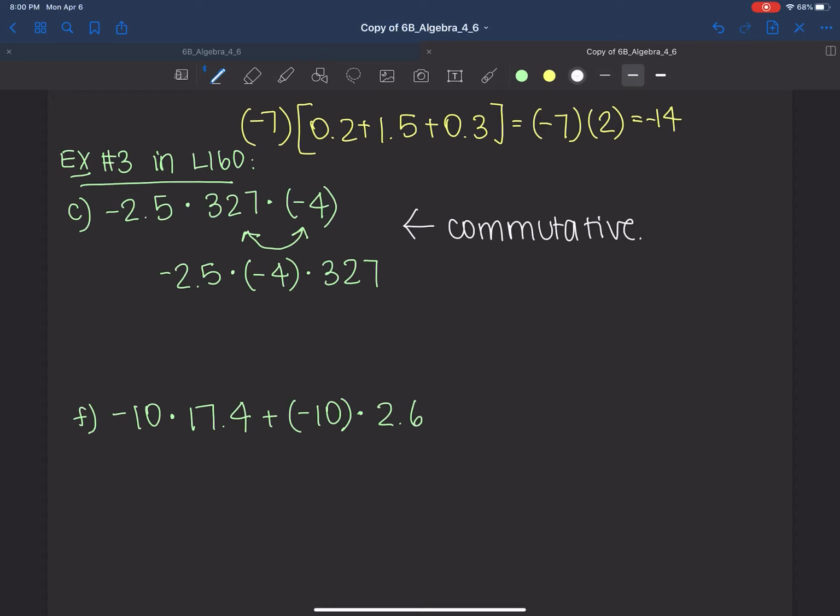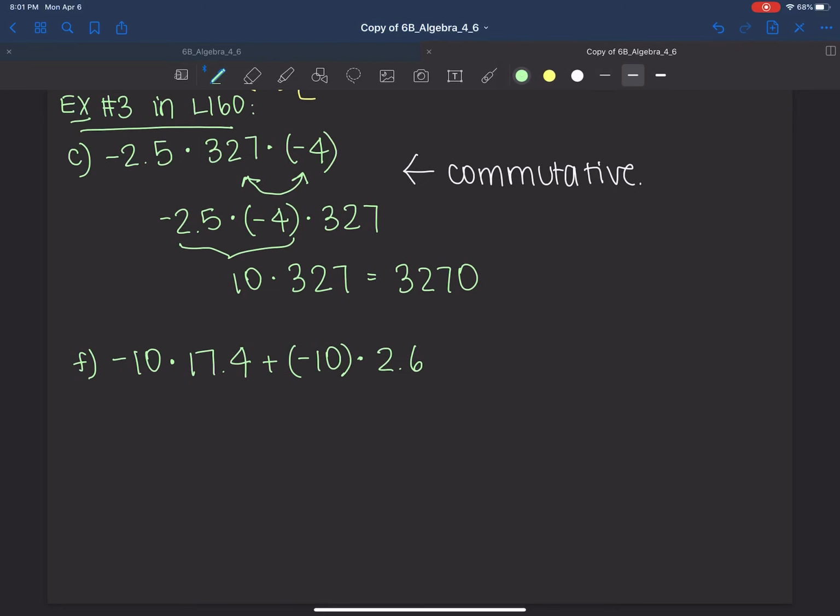So here I use the commutative property. And now that I've commuted these 2, I don't even need to use the associative property if we're going left to right. I can just multiply these 2 first. We have 2 negative numbers. The outcome will be positive. These 2 together make positive 10. Times 327. Now we're going to get 3,270. Easy.